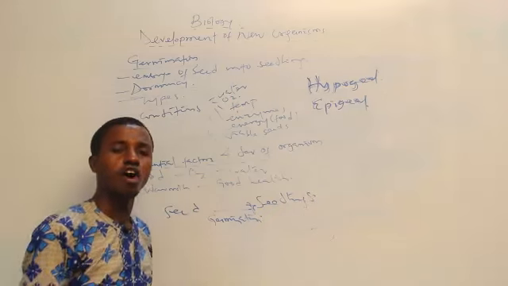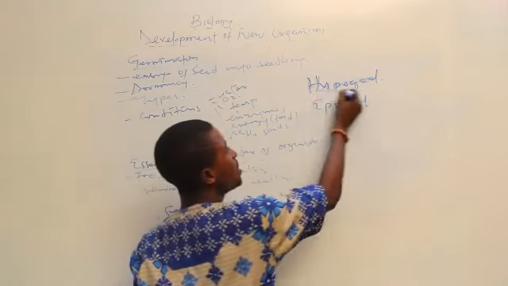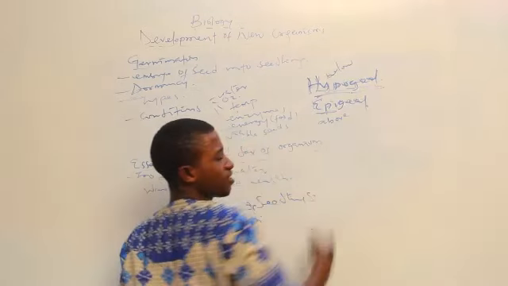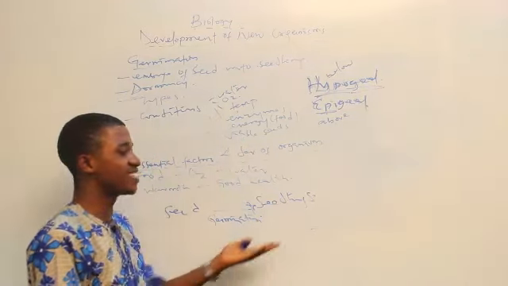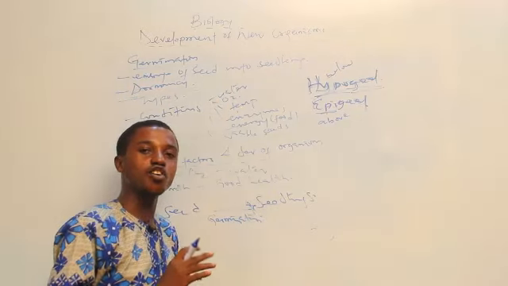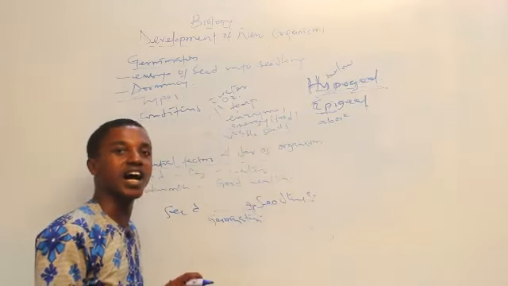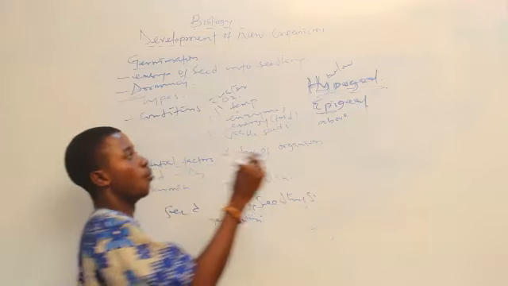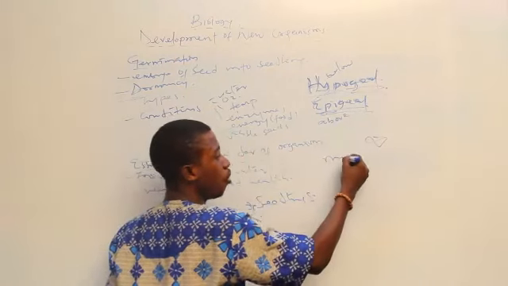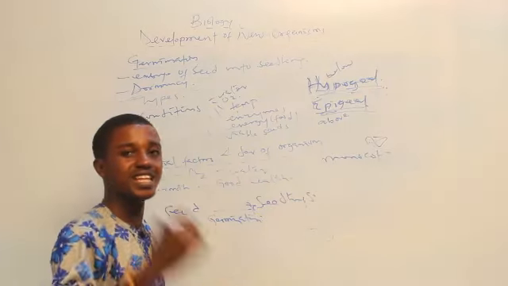Hypo means below. Epi means above. The geal here talks about the cotyledon or the seed leaves. When the cotyledon starts growing under the ground, when their growth region is underneath the ground, we call it hypogeal germination. But when the growth of their leaf is seen above the ground, we call it epigeal germination. Hypogeal germination is seen with monocot, grasses generally, maize, rice, millet, all those grains.